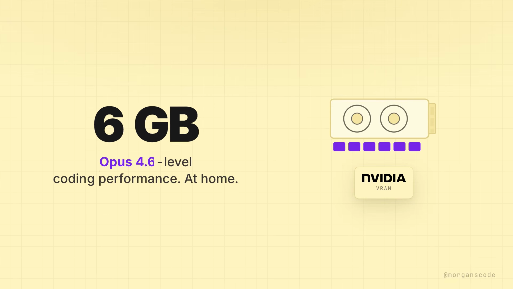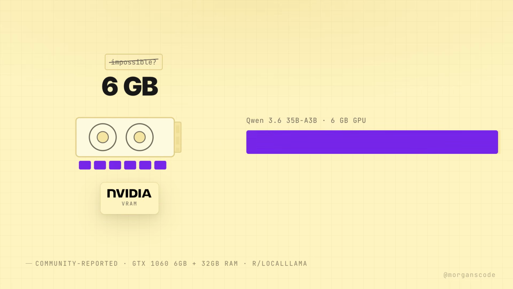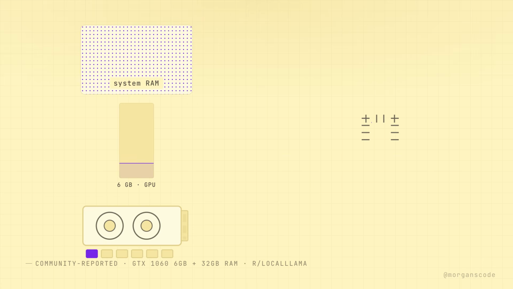Imagine running a model with Opus 4.6 level coding performance at home on a graphics card with only 6 GB of VRAM. That sounds impossible. But users have already run the previous Qwen 3.8 35B-A3B on 6 GB GPUs at around 20 tokens per second. They did it by keeping most of the model in system RAM and letting the processor handle the parts the graphics card could not hold.